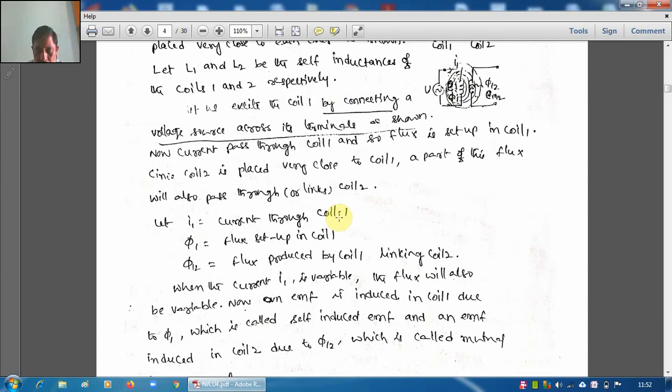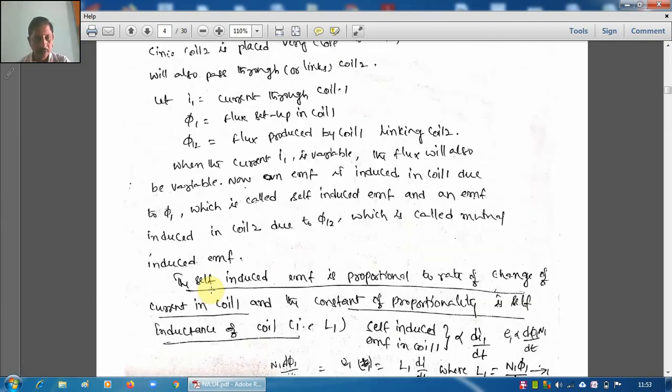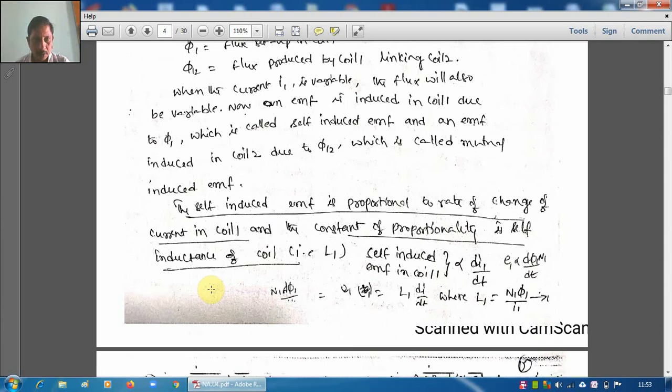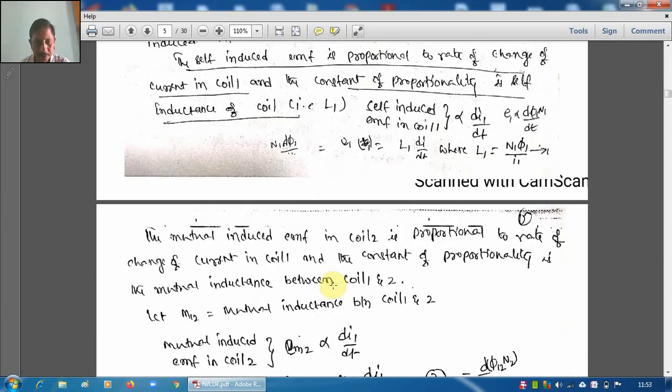I1 is the current to the coil 1 and phi 1 is the flux set up in coil 1, and you see this new term, phi 12, is the flux produced by coil 1 linking coil 2. As coil 2 is placed close to coil 1, some amount of flux of coil 1 links with coil 2. Let that flux be phi 12. Now we have already defined self inductance or self induced EMF.